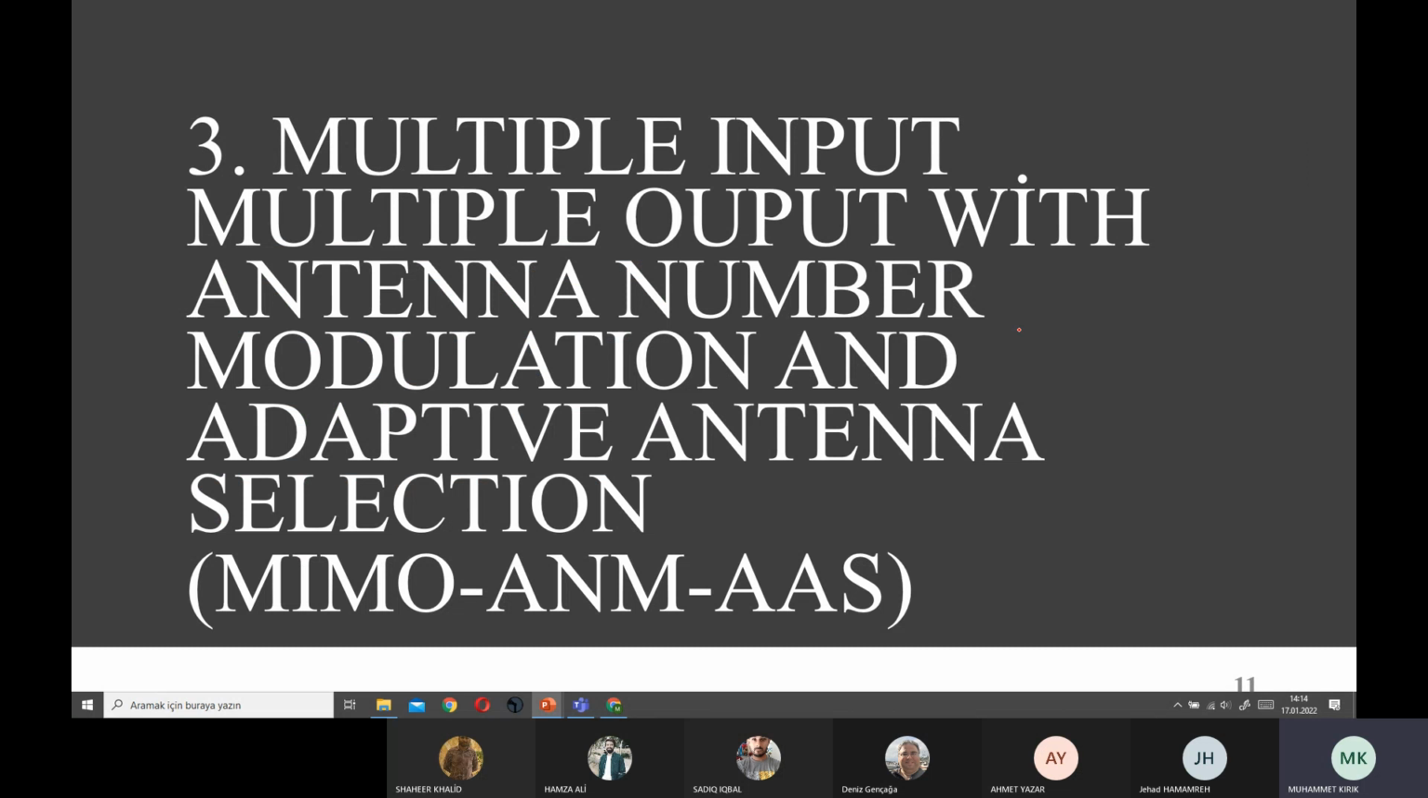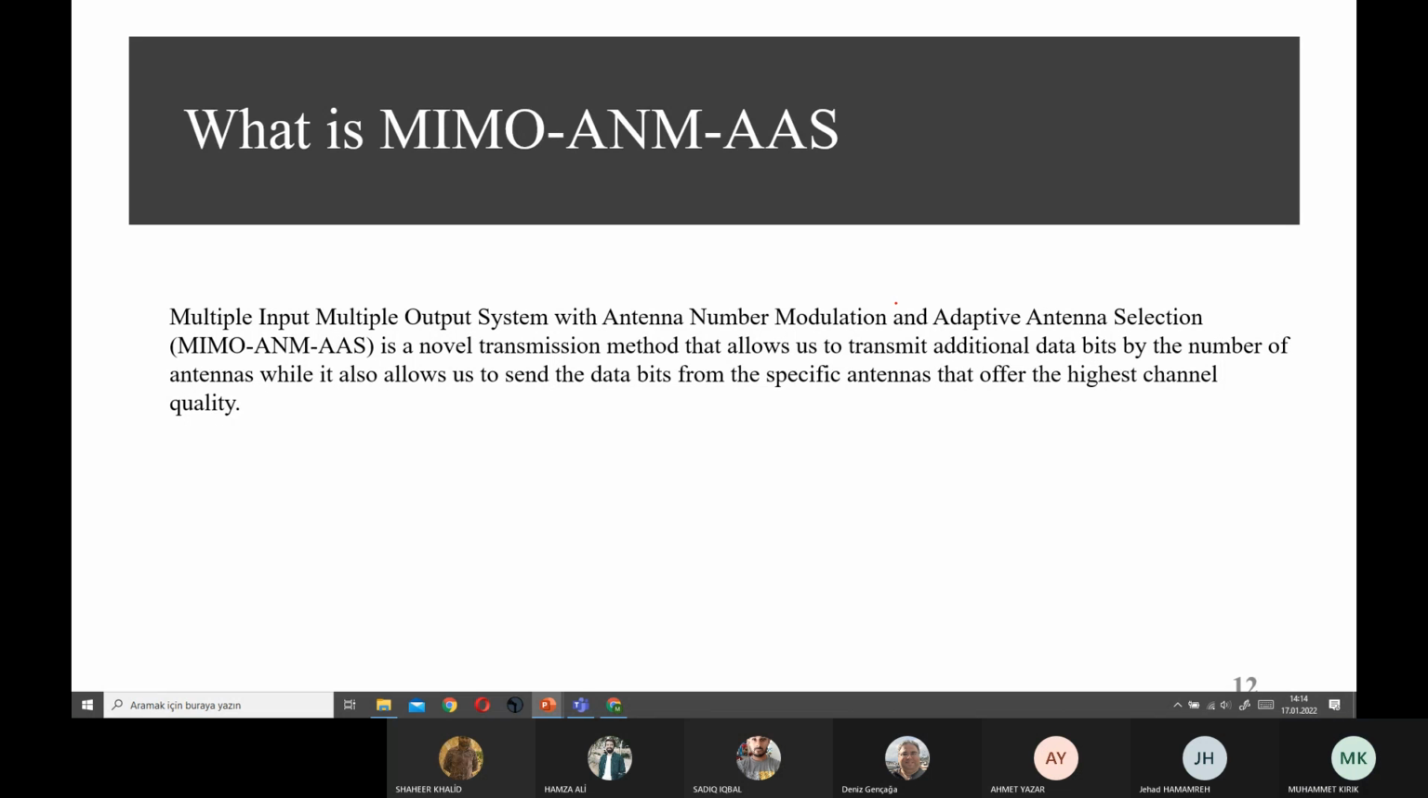So this brings us to the multiple input, multiple output system with the antenna number modulation. This is the one that we have proposed last year as a research paper. And this was also my senior project in my bachelor year. So I will talk about this now. What is the multiple input, multiple output with the antenna number modulation and the adaptive antenna selection?